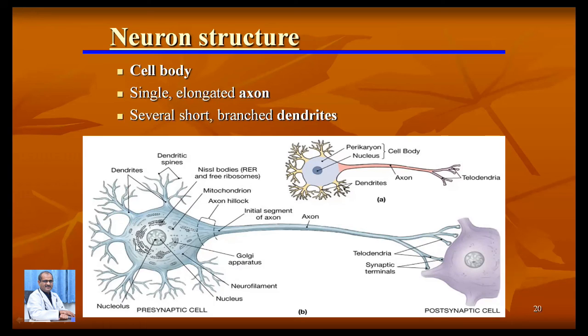And as usual, like other cells, this contains the nucleus, in which the nucleolus is there. Whereas the Nissl bodies, the rough endoplasmic reticulum and free ribosomes, are formed as the Nissl bodies. And apart from this, the storehouse or energy house, the mitochondria, are also present in the cytoplasm of the neuron. Whereas this portion is known as the axon hillock. We can call it the neck of the neuron. The Golgi apparatus and neurofilaments, etc. are also present.